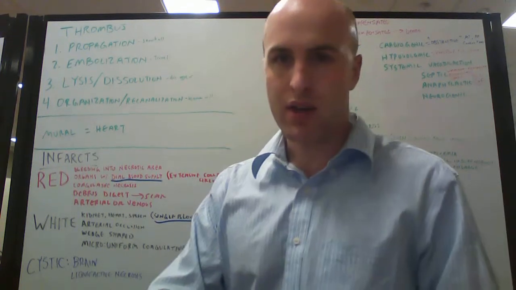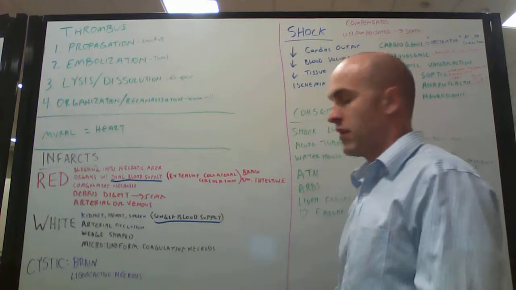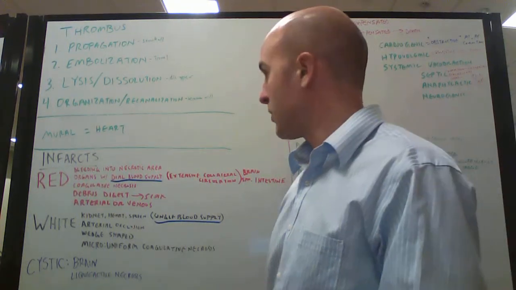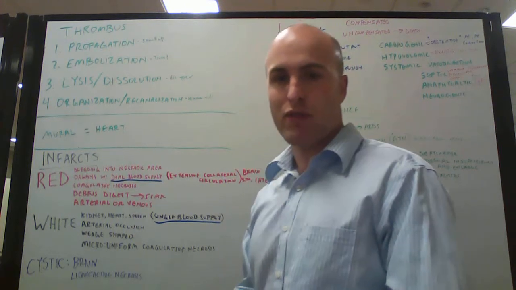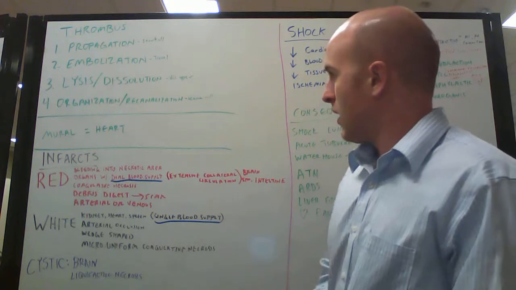In the study guide, it was saying that you also need to understand different types of thrombi. One that wasn't mentioned was the mural thrombi. Mural thrombi are found in the heart. They are a type of arterial thrombi.